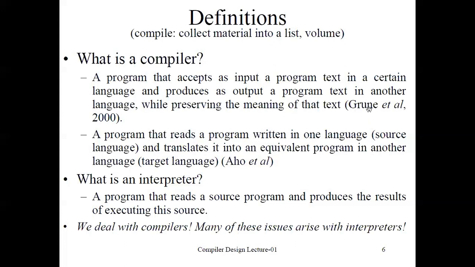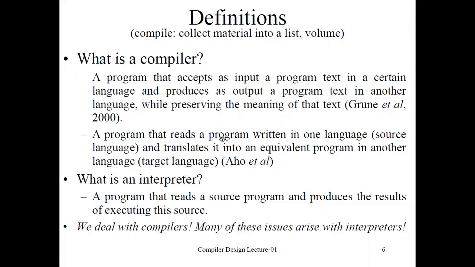This definition is taken from one of the books, Grune et al., published in 2000, the first edition. Another definition, from the prescribed textbook, Aho et al.: a program that reads a program written in one language, which is called the source language, and translates it into an equivalent program in another language, which is called the target language. So this is the standard definition of a compiler.